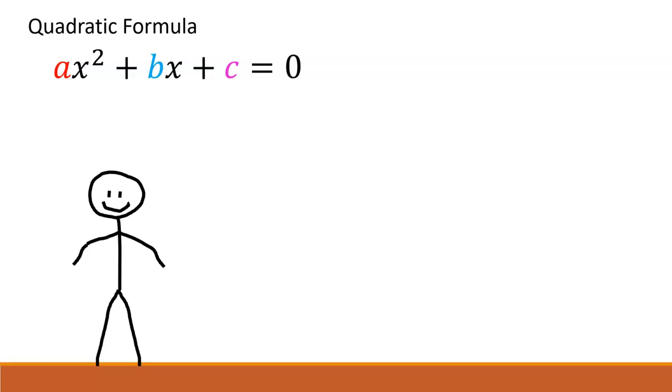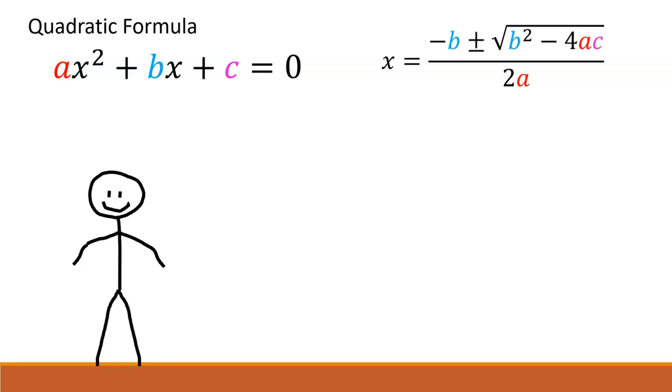If we call a the coefficient of the squared term, b the coefficient of the linear term, the x term, and c the constant term, then the solutions to the quadratic equation are given by this formula. x equals negative b plus or minus the square root of b squared minus 4 times a times c, all over 2a. Here's an example.